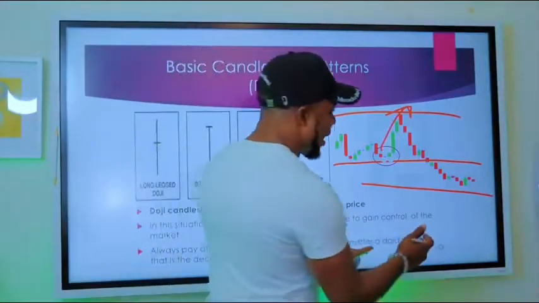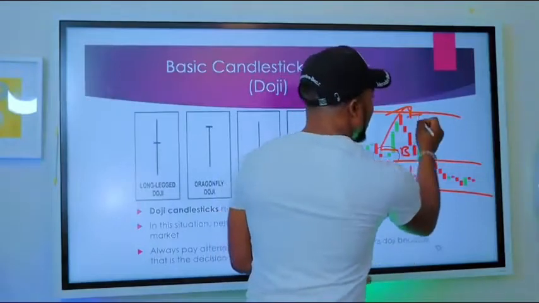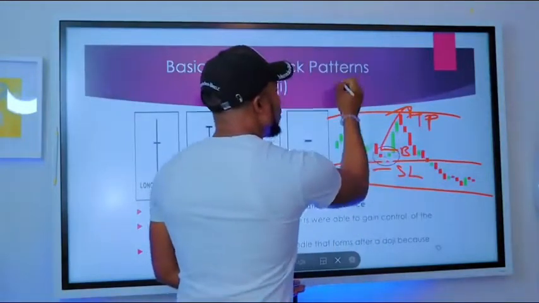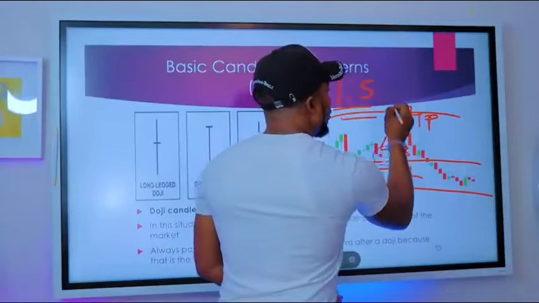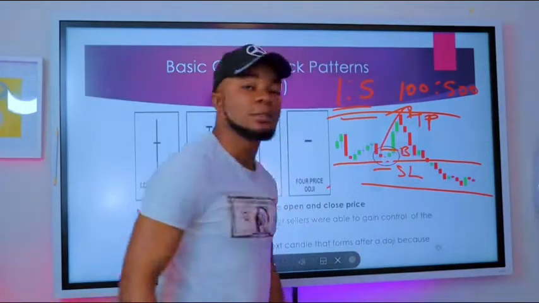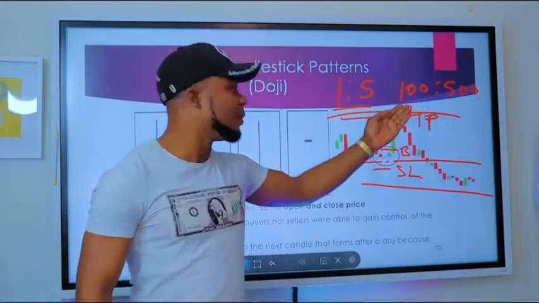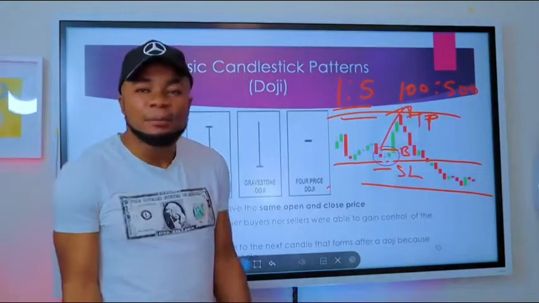All right, because see what happened here. You would have bought somewhere here, put your stop loss here, and your take profit somewhere here. That's a risk to reward of about 1:5. So if you were risking $100, then you'd be making about $500. By the end of the trade, if you risk $100 here, you'll be making about $500. As simple as that.